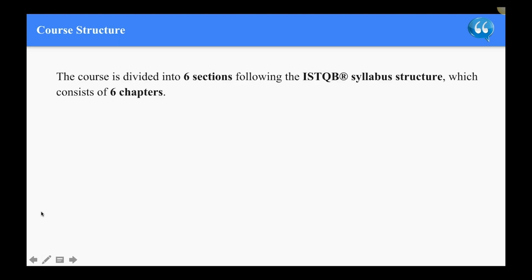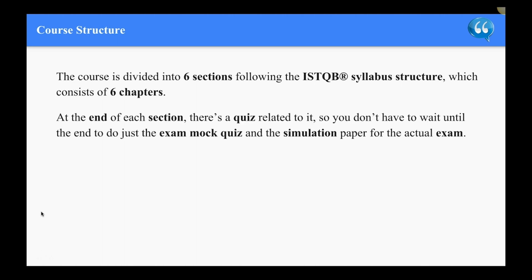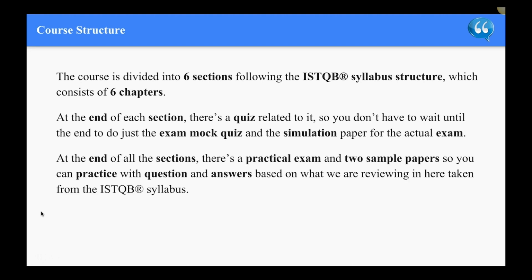Course structure. The course is divided into 6 sections, following the ISTQB syllabus structure, which consists of 6 chapters. At the end of each section, there's a quiz related to it, so you don't have to wait until the end to do the mock exam, the simulation papers for the actual exam. And at the end of all the sections, there's a practical exam and 2 sample papers, so you can practice with questions and answers based on what we are reviewing here and taken from the ISTQB syllabus.